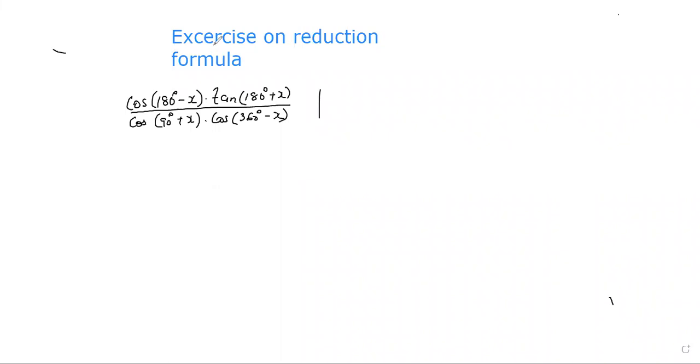Here we are going to have a look at an exercise based on reduction formula. We have cos of 180 degrees minus x multiplied by the tangent of 180 plus x, all divided by the cos of 90 degrees plus x multiplied by the cos of 360 minus x.